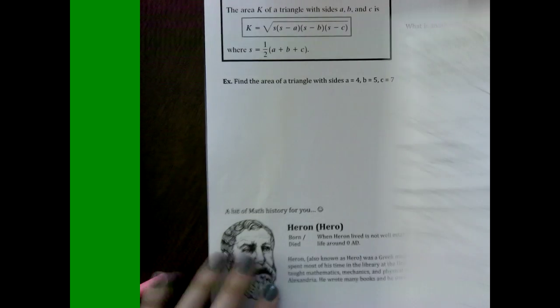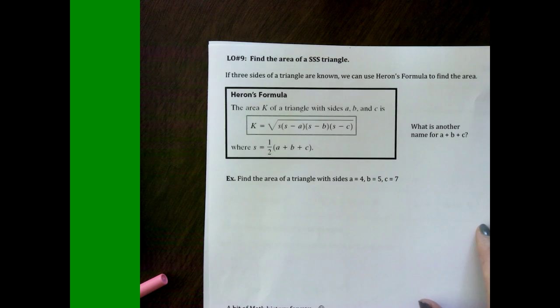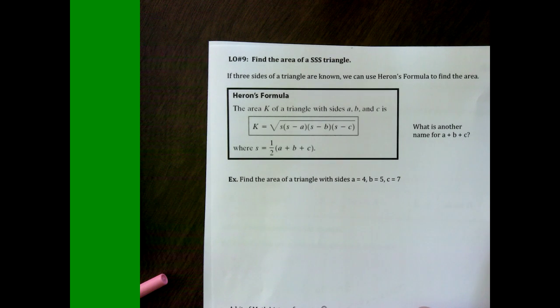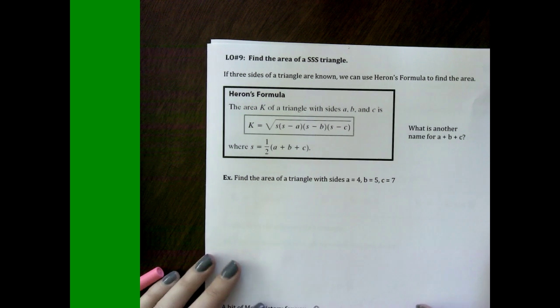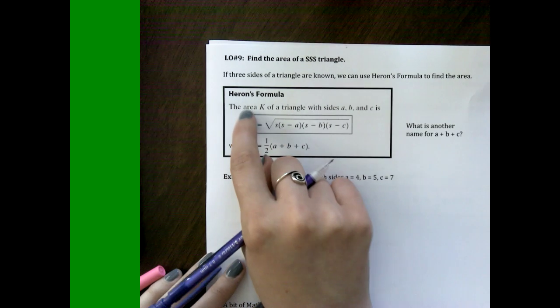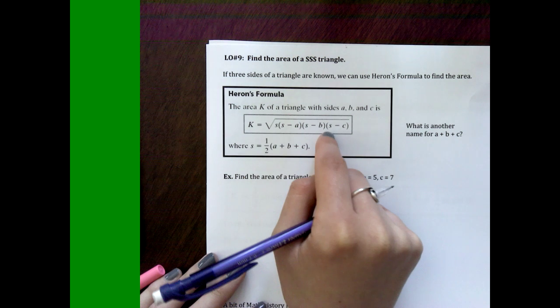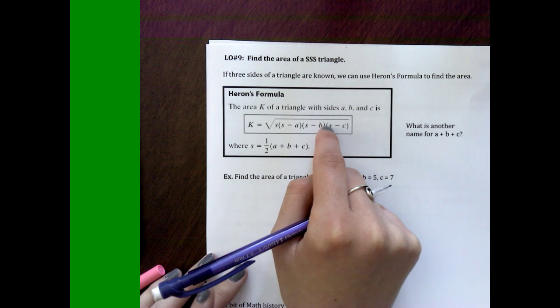And the other situation where we can find the area using what we know is if you are given side, side, side. So this one we're not going to talk about where the formula comes from. We're just going to talk about how to use it. But it's called Heron's formula, and it looks like this. It looks a little complicated, but it's not too bad.